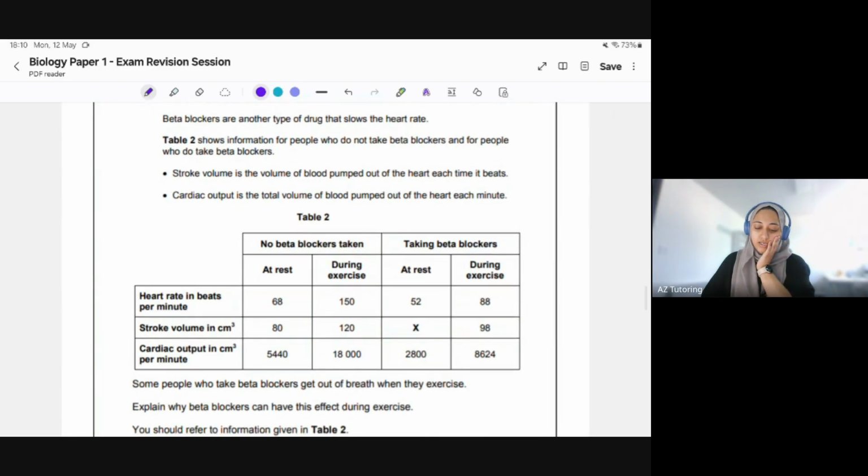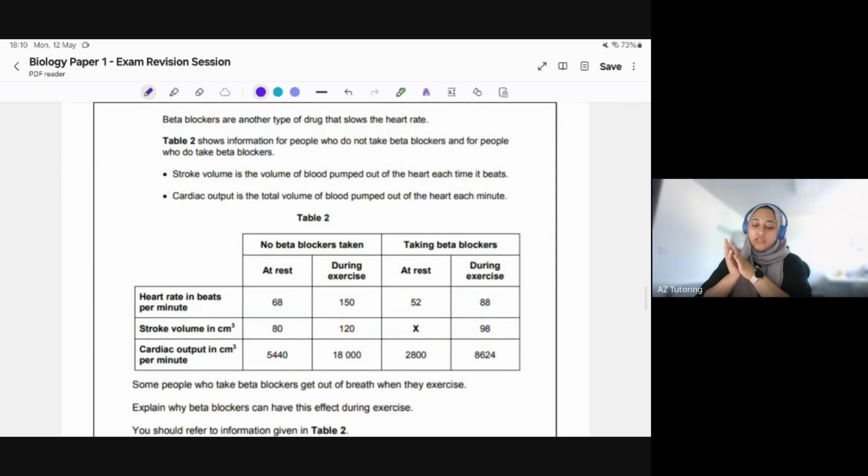Okay, so it says here beta blockers are another type of drug that slows the heart rate. So you've not really learned about beta blockers, but again, they can ask anything in the exam. So you just need to be prepared for anything. Don't get worried that you've not seen the word beta blockers, but you know it's a drug that's slowing the heart rate. So in your mind, just think, okay, if I slow the heart rate, I'm slowing the whole process of blood getting pumped around the body.